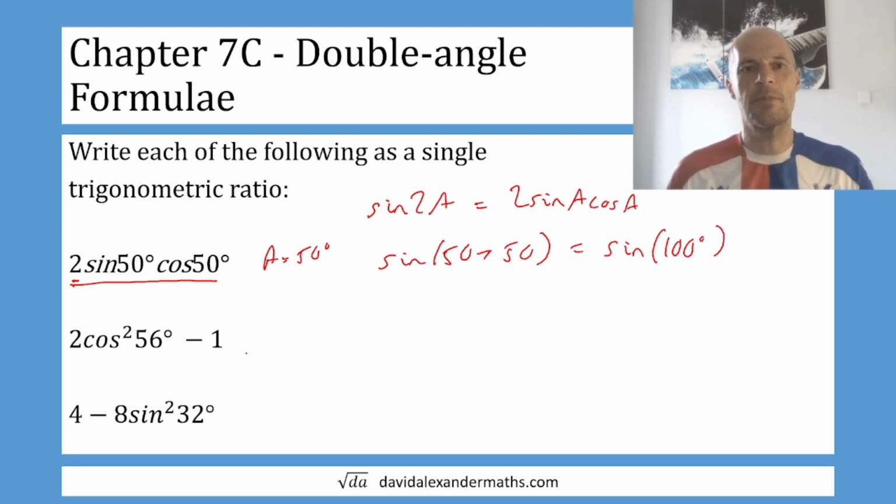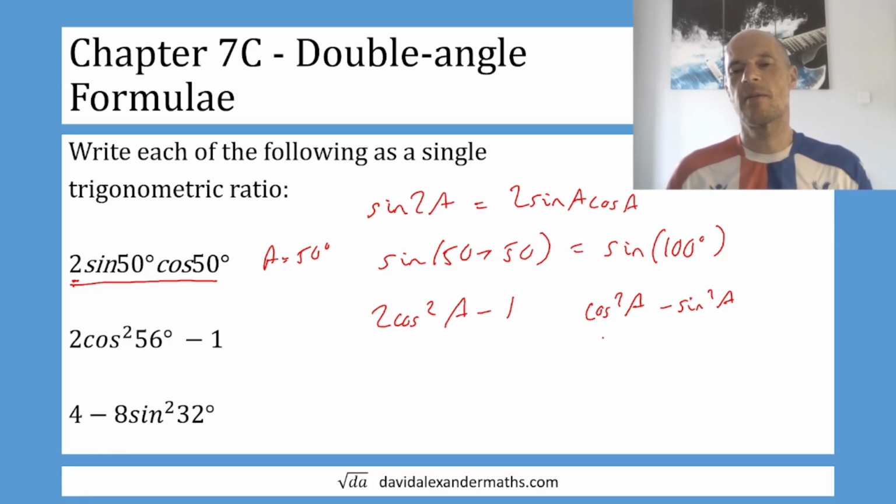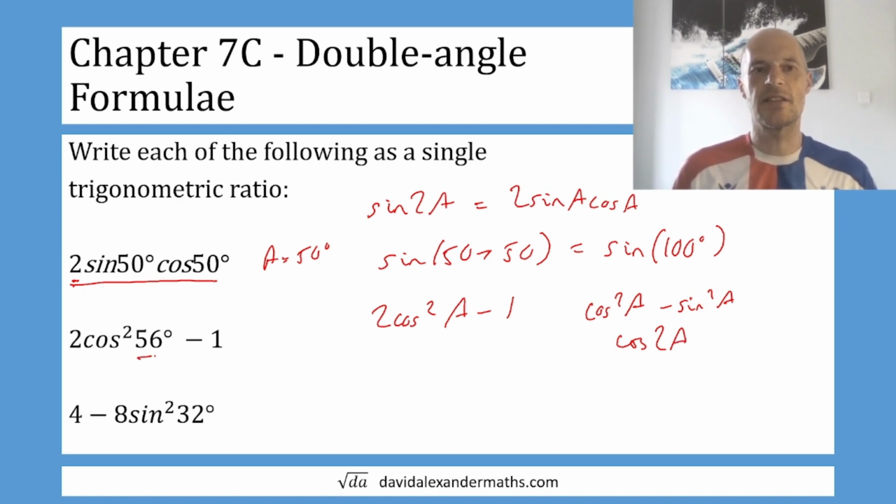Okay, now the second example. We've got this double angle formula, 2 cos squared A minus 1, which is one of the ways we can write cos squared A minus sine squared A. We're just replacing the sine squared A with 1 minus cos squared. This is the double angle formula for the cos of 2A. Here A is 56 degrees, so 2A will be double 56 degrees, so this can be written as the cos of 2 times 56, which is 112 degrees.